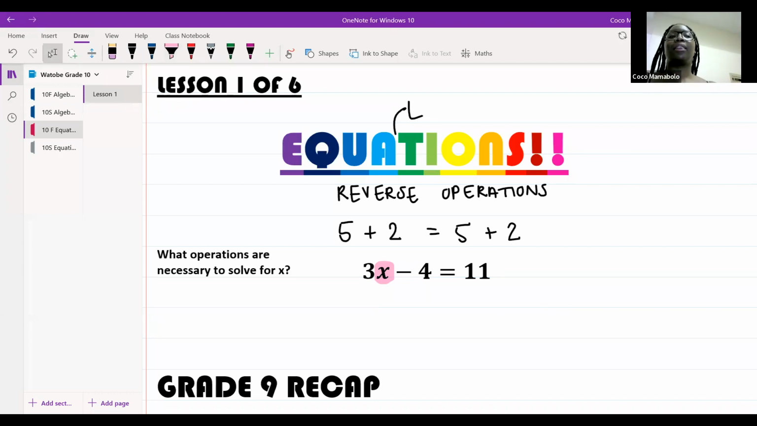Isn't it when you basically find x but in reverse? So here you would say, you'd carry the -4 over to the 11 and it would become +4. Then after that, you'd add that and get 15, then divide 3x by 3. So it would happen to the other side. And then from that 15 divided by 3, your answer is equal to 5.